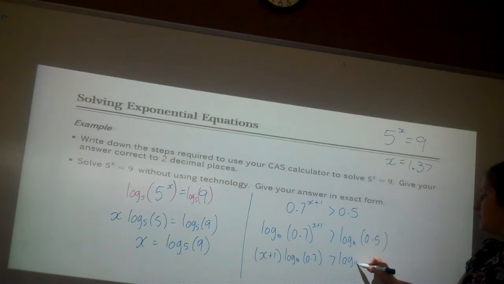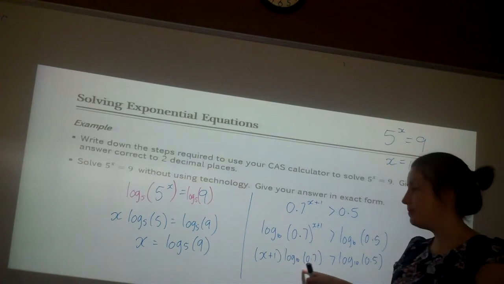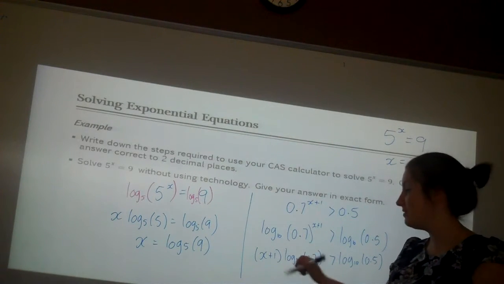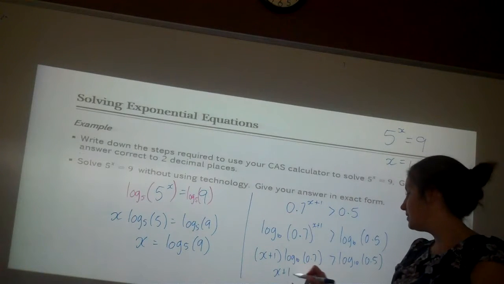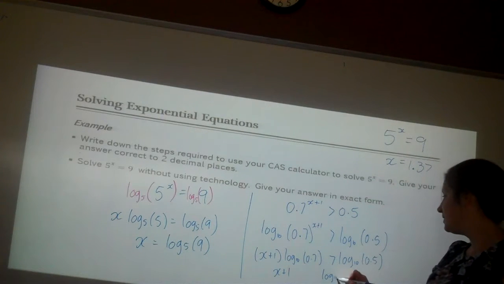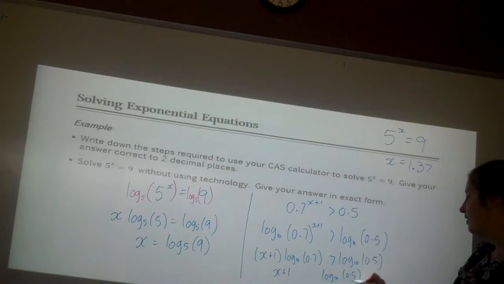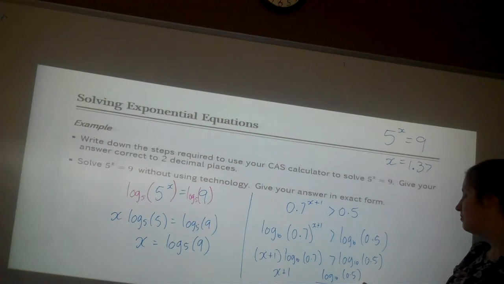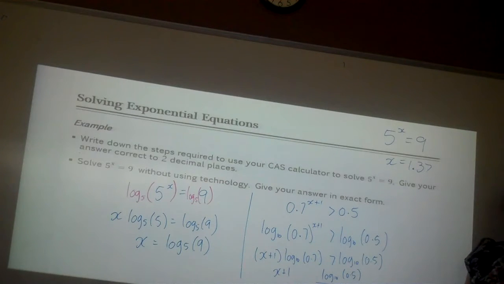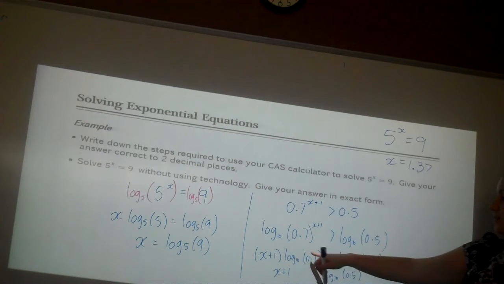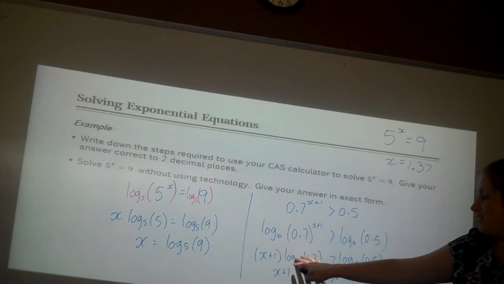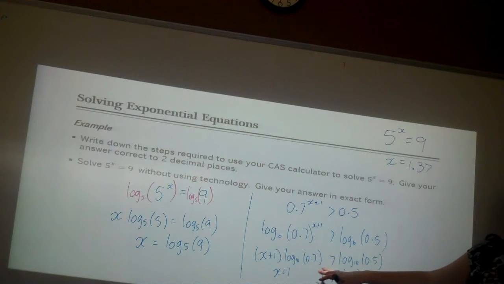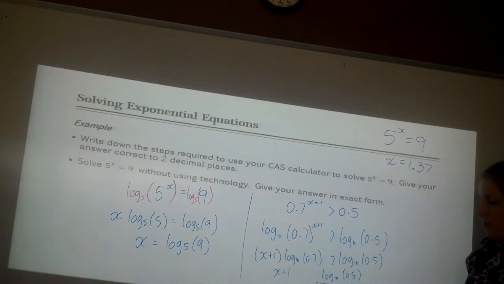Notice it's still kept together, it's still in brackets because the power is kept together. Now, when I'm wanting to solve this for x, the next step would be to divide both sides by log base 10 of 0.7. We do need to be careful about the value of this, because if we divide by a negative value, the inequality sign would have to swap.